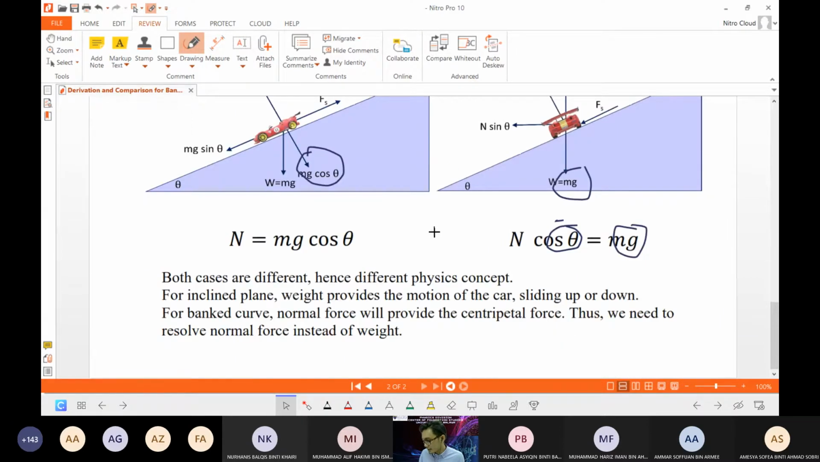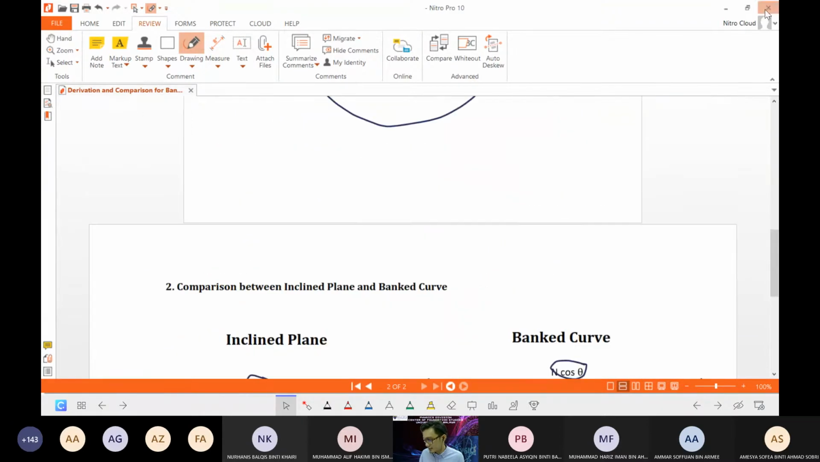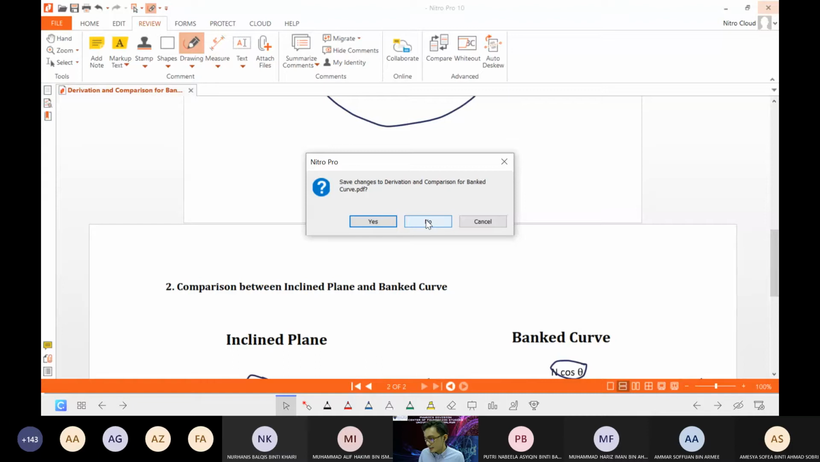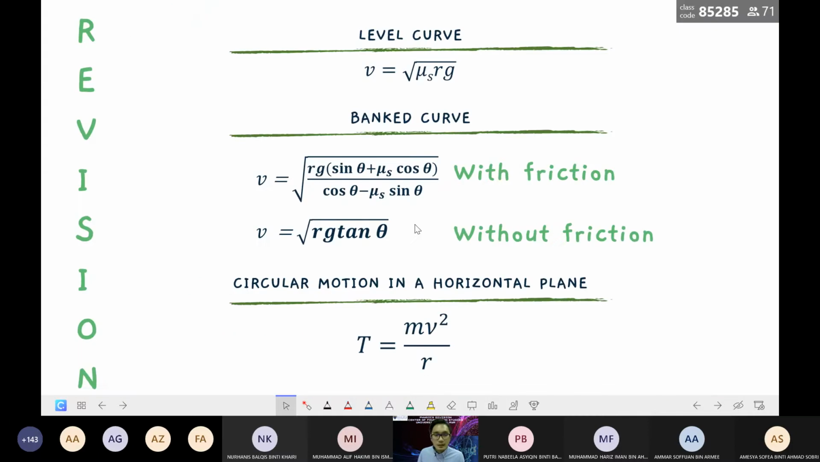Okay, so saya dah tinggalkan the additional notes dekat dalam saya punya spectrum bawah folder additional materials. So dalam tu ada banyak lah, saya ada upload video juga, so you guys boleh tengok and you boleh download mana yang patut.